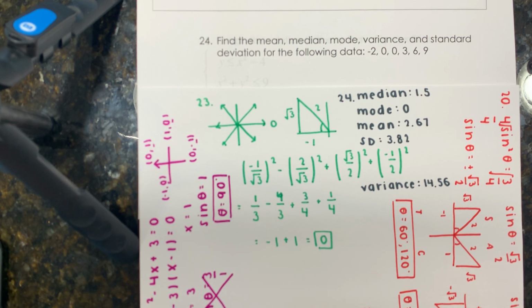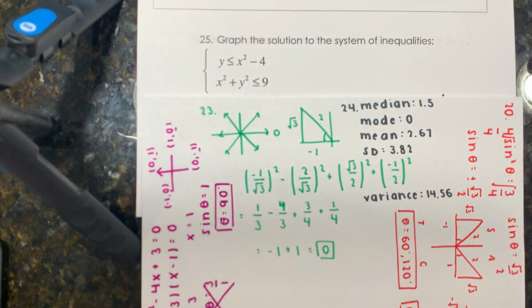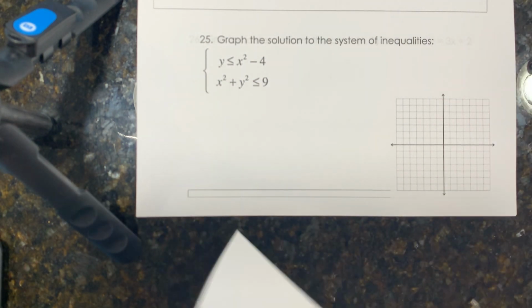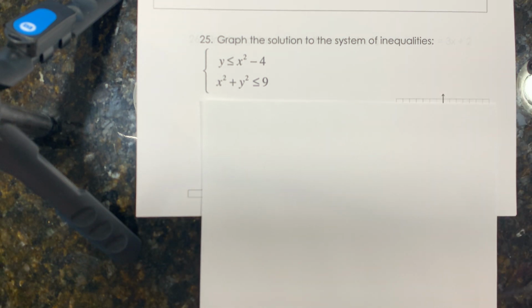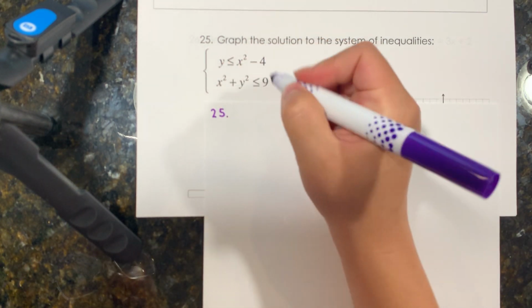And most of those just using your calculator. Now for number 25, we are going to be graphing. The first one's going to be a parabola. The second one is going to be a circle. So for number 25, I need a graph.